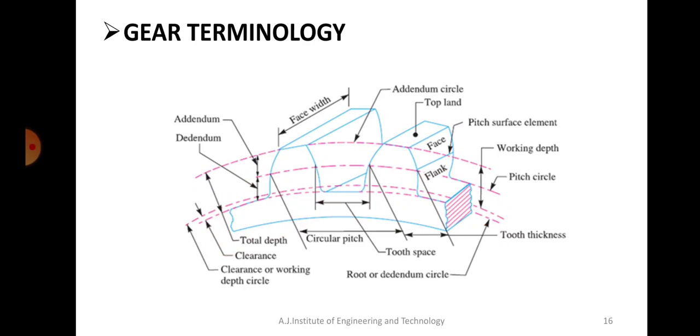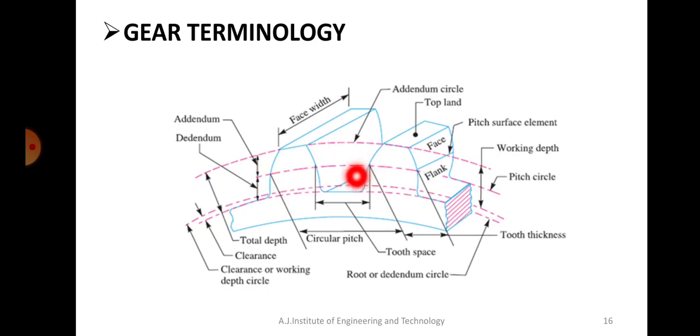Okay, next, we have finished what is addendum circle, dedendum circle, pitch circle, addendum and dedendum. Next we have to see something called circular pitch. There is one more term called circular pitch. You can see here. Now what is circular pitch? Circular pitch is the distance from one point on the tooth on the pitch circle to the corresponding point on the next tooth on the pitch circle.